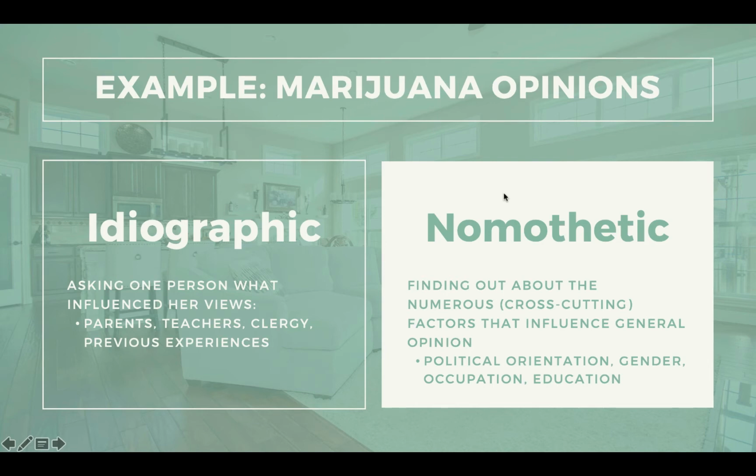A nomothetic approach would be: what influences opinion about anything? Well, sometimes it's political orientation. Sometimes it's one's occupation. Sometimes it's education. These are classes of factors. We're not saying being a Democrat or being a Republican or working in this kind of job. We're just saying these classes of factors can influence a class of an outcome, marijuana opinion.